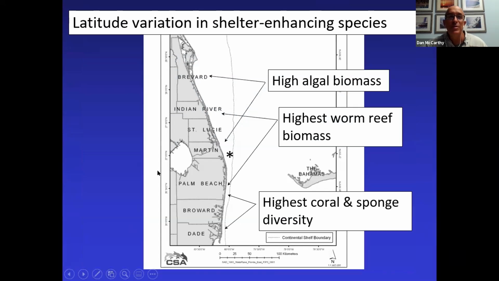And latitudinally, in terms of changing as we go from Brevard County to Miami-Dade, these are the trends that we see with these foundation species that enhance shelter. So high algal biomass more to the north, St. Lucie to Brevard. Generally, highest worm reef biomass from the Indian River to Palm Beach County area, although you can find worm rock really throughout the range, as well as algae, of course. And then generally the highest coral and sponge diversity more to the south, although again, there are representatives of corals and sponges throughout the range.